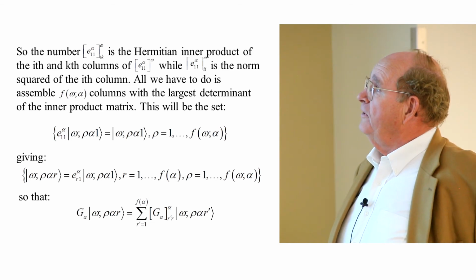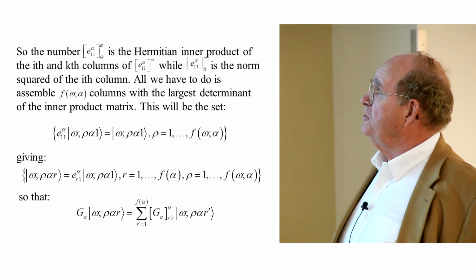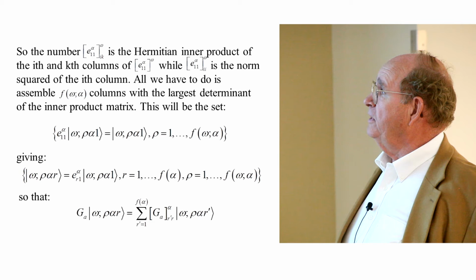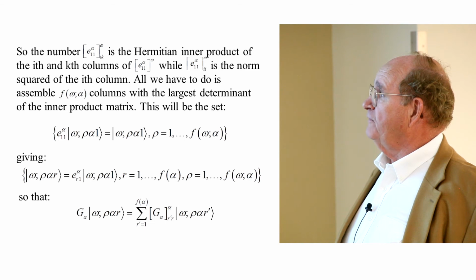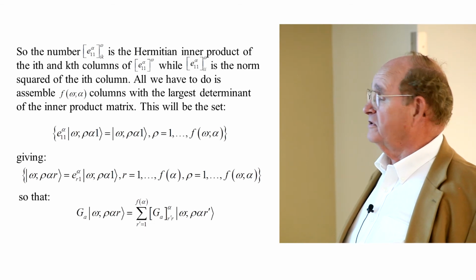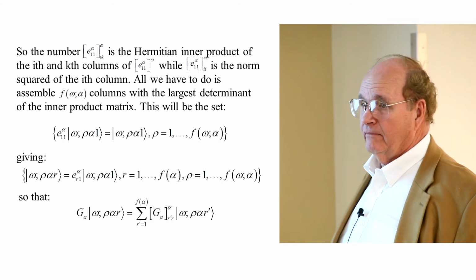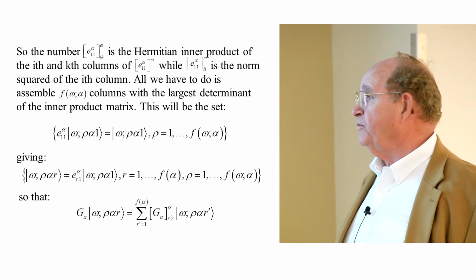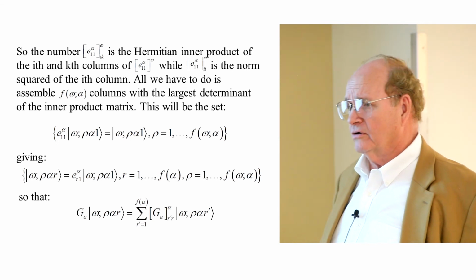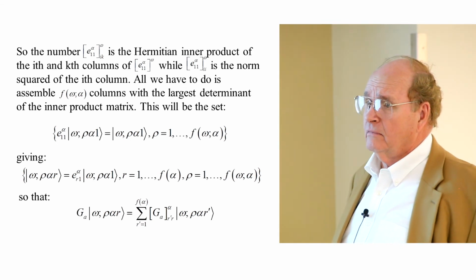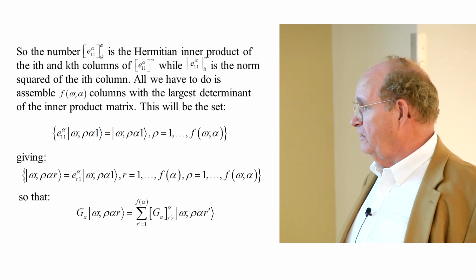And this means that this is, in fact, the value of the inner product. This matrix element is the Hermitian inner product of the ith and kth columns of this original matrix, while this one is the norm squared. All we have to do is assemble F omega alpha columns with the largest determinant of the inner product matrix. That makes it independent. This will be this set when I get it, okay? Now, can the computer do this? Yes, the computer can do this. If it's a big set, you want to use a computer for it. If it's only 2 or 3, maybe not. But now, this will get us where we want to be, which is the symmetry-adapted basis.